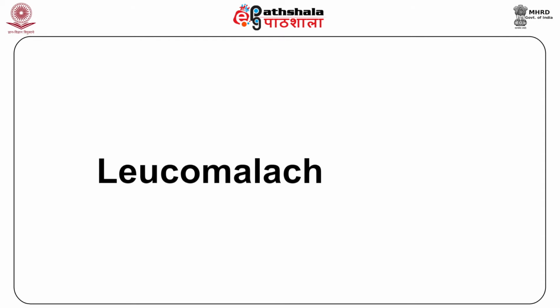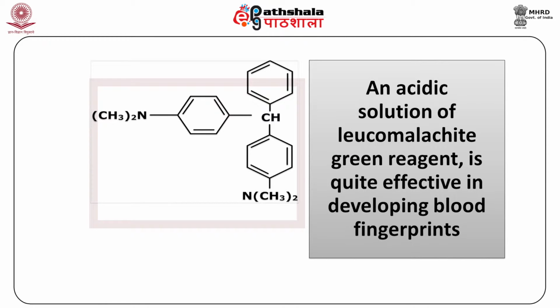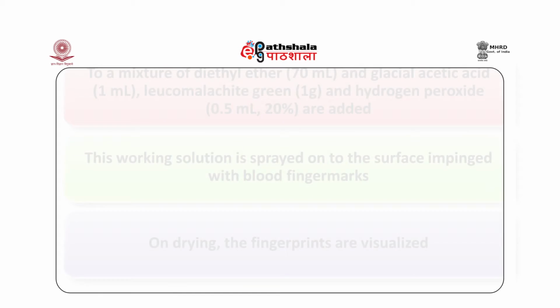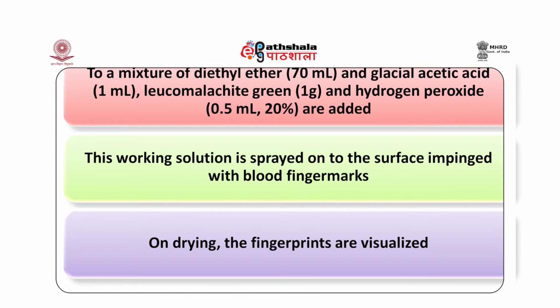Then, another reagent is leucomalachite green. An acidic solution of leucomalachite green reagent, the structure of which is displayed in the given figure, is quite effective in developing blood fingerprints. To a mixture of diethyl ether and glacial acetic acid, leucomalachite green and hydrogen peroxide are added. This working solution is sprayed onto the surface impinged with blood finger marks. On drying, the fingerprints are visualized.